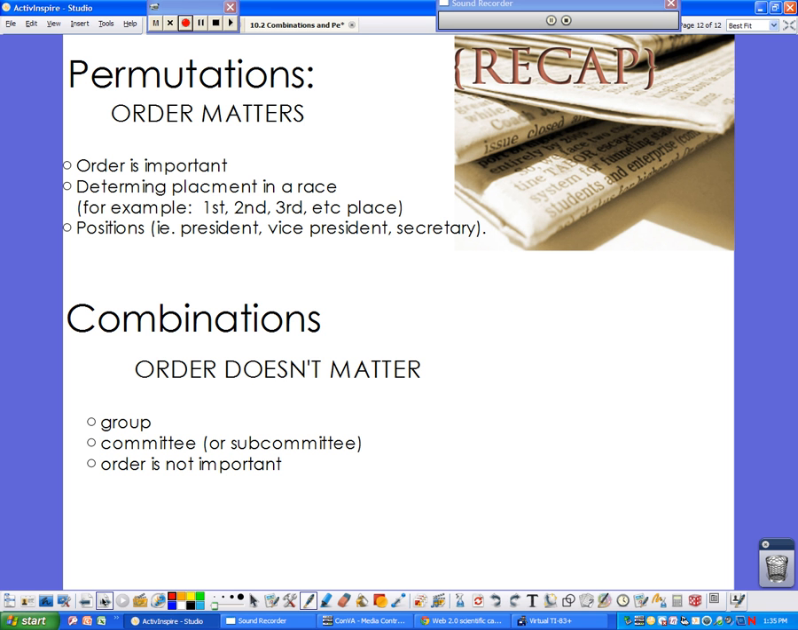Combinations is when the order doesn't matter, and so you've got to remember we've got to take out the repeats. So we're going to take out repeats. And in order to do that, you're going to divide by the factorial. Okay? And typically some keywords that you're going to look for when doing that are group, committee, or subcommittee, or if they just flat out say that the order is not important. So those are some keywords that you're going to look for. Okay?